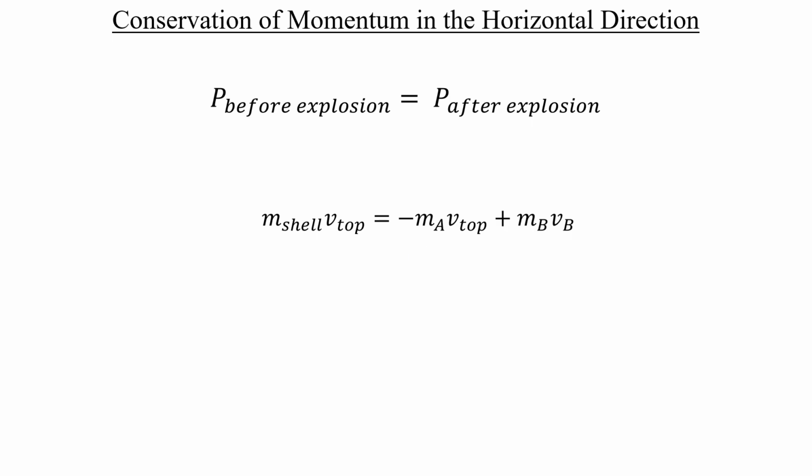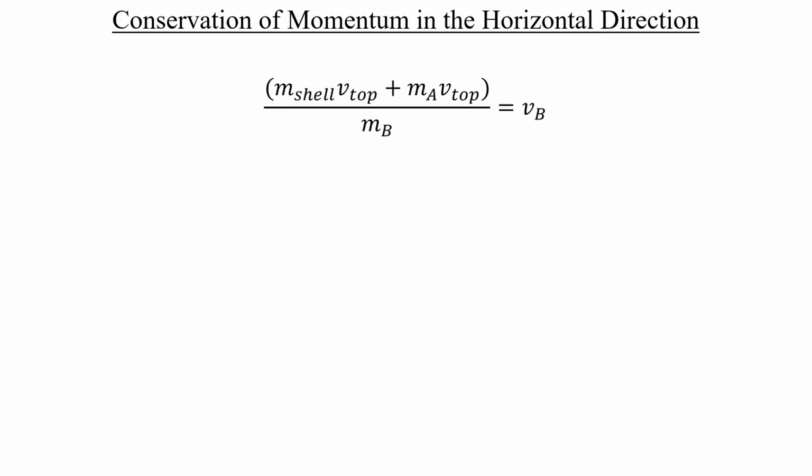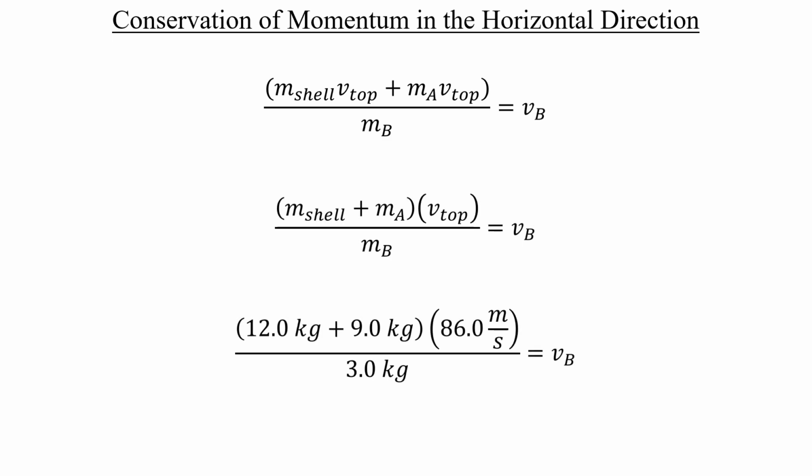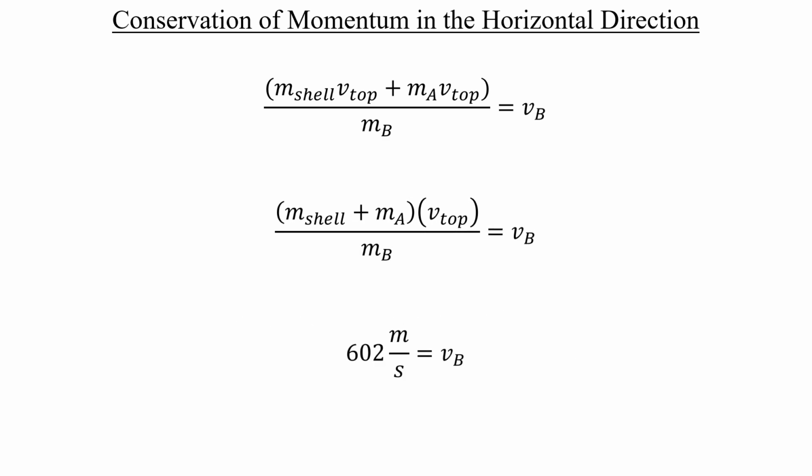Let's actually take that term and move it over to the other side. We need the velocity of B, so let's divide both sides by B's mass, and also factor out v top from the numerator. Once we plug in our numbers and put everything into a calculator, you should find that the velocity of B comes out to 602 meters per second.